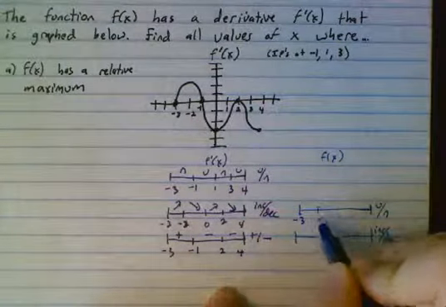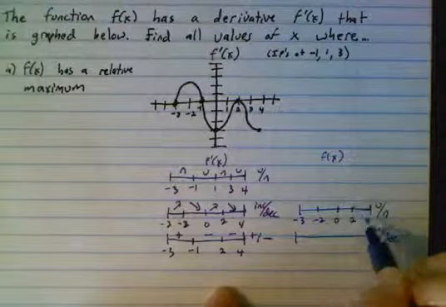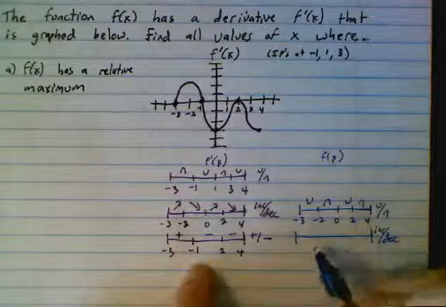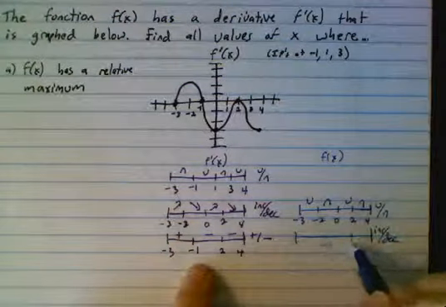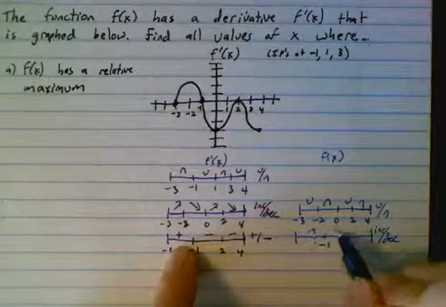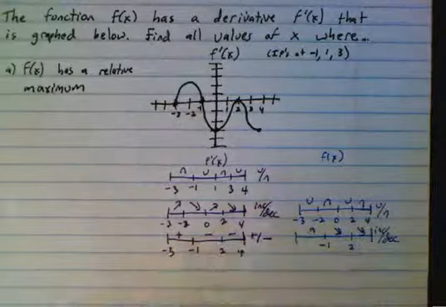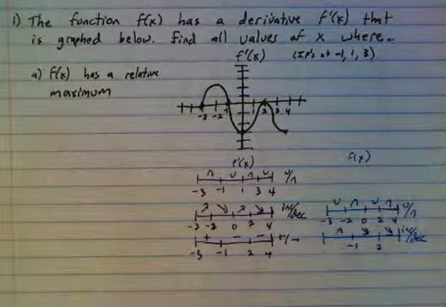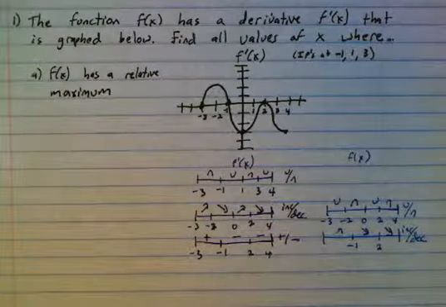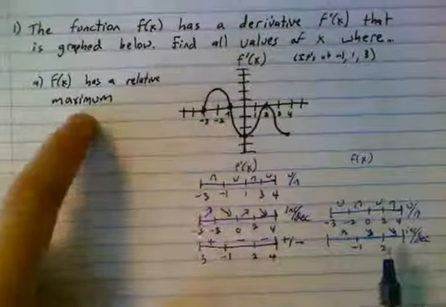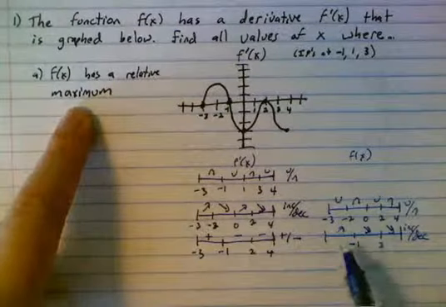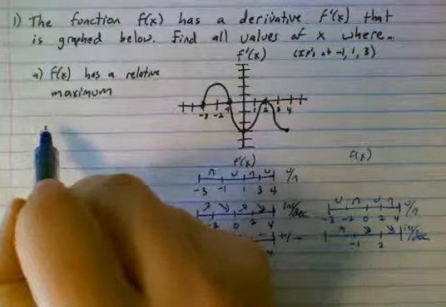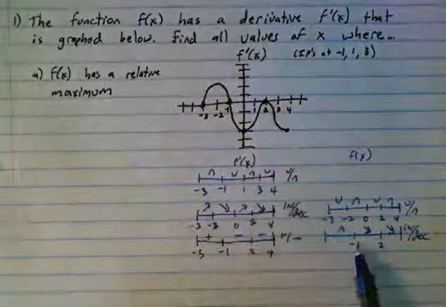So that being the case, we can label this: increasing to concave up, decreasing to concave down. Positive to increasing, negative to decreasing. Okay, now we can answer the question. f of x has a relative maximum. Relative maximum means a change from increasing to decreasing, right here at -1.